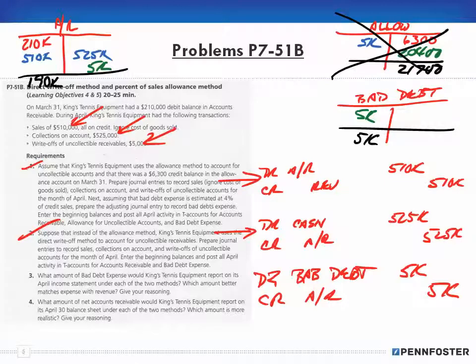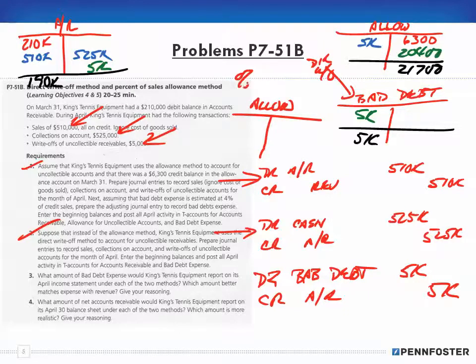Let me just do it like this instead. Okay, so if you wrote down everything before, this here is the direct write-off, and I'm recreating the allowance account for the percent of sales, right? So this was number one. I'm sorry, this is what the bad debt looks like for number one. And this is the direct write-off method.